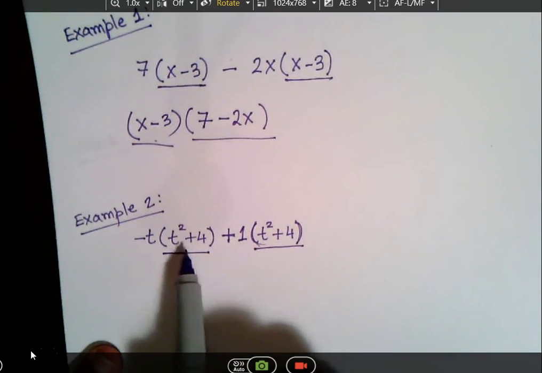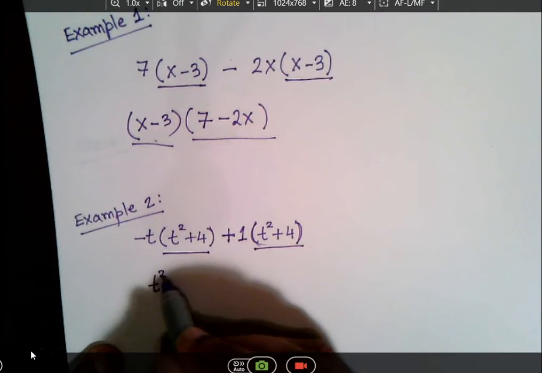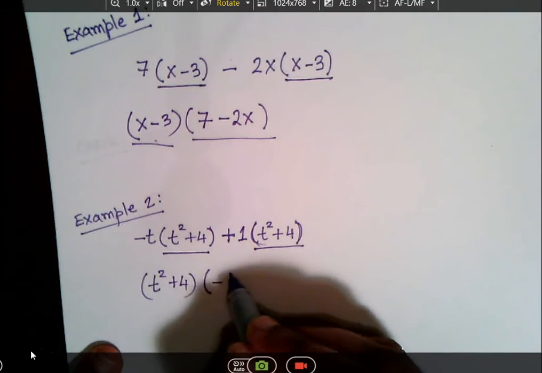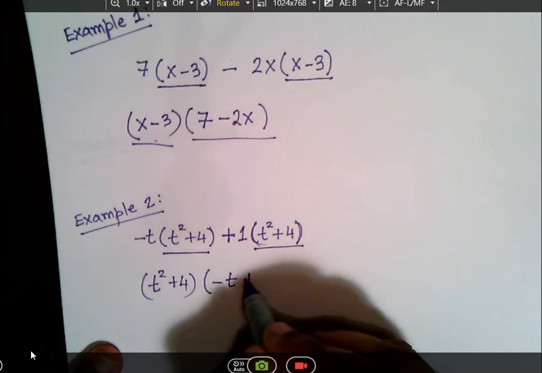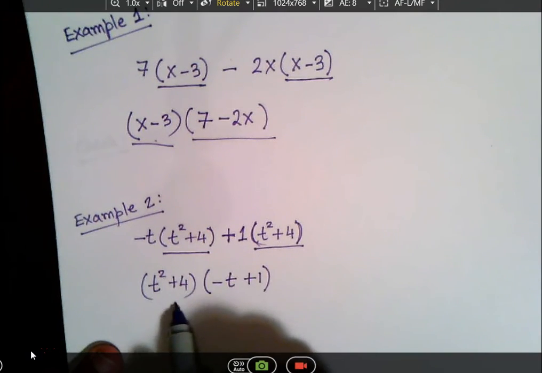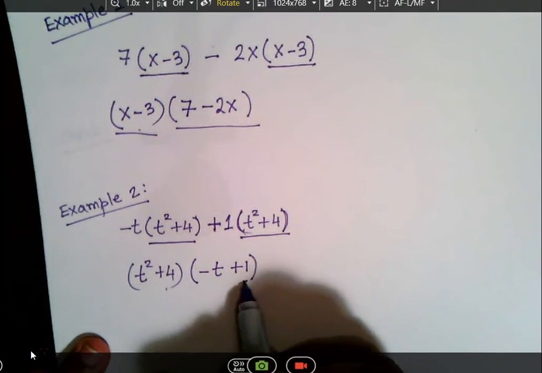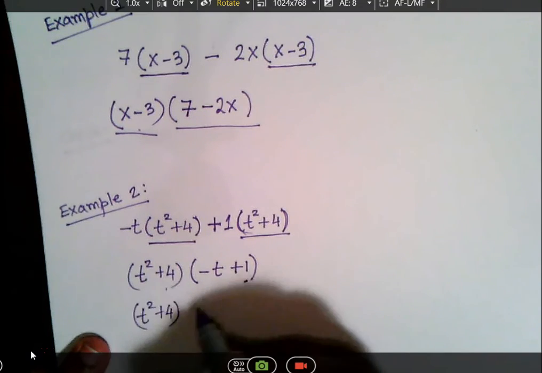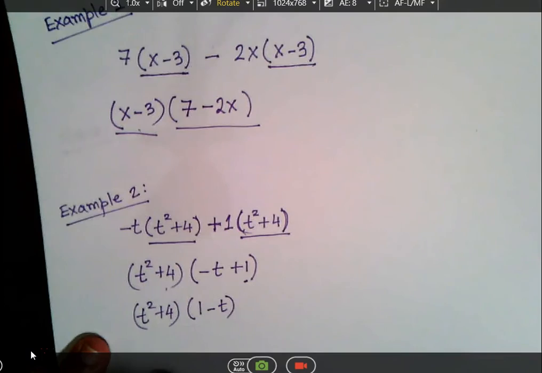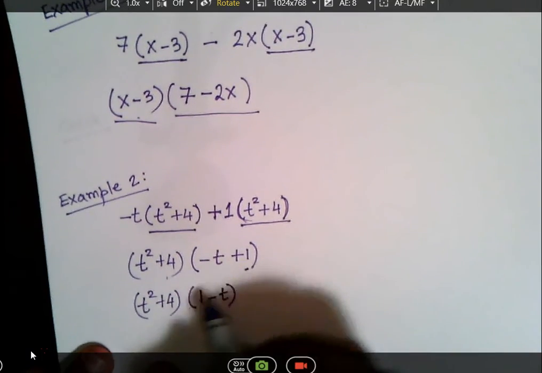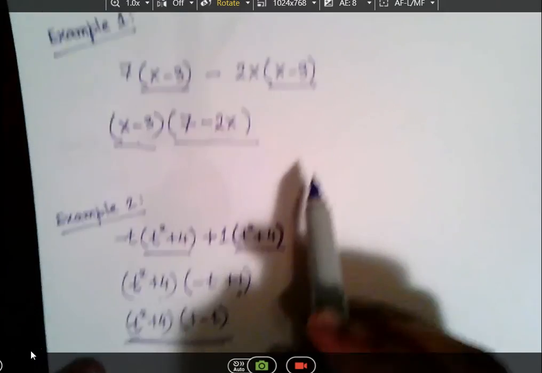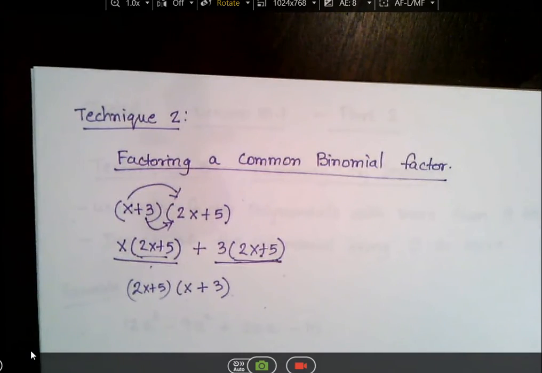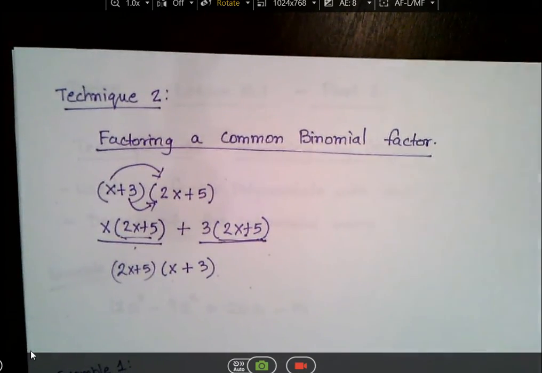The common binomial factor is t squared plus 4. So if I remove that t squared plus 4, all I'm left with in my first term is a negative t, and in my second term it's a positive 1. Okay, so it is t squared plus 4 times negative t plus 1. I can switch it around. This is t squared plus 4, and I can write it as 1 minus t. Right? Negative t plus 1, or 1 minus t, is the same. So pulling out a common binomial factor. That's technique 2, which we will be using in future factoring problems also.